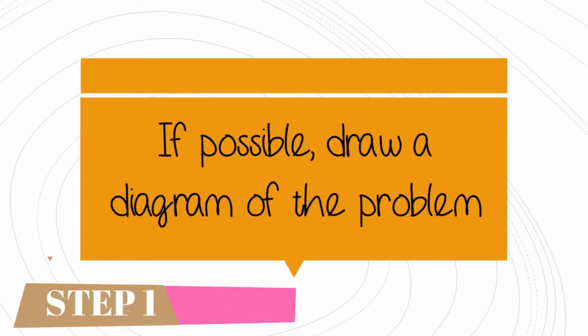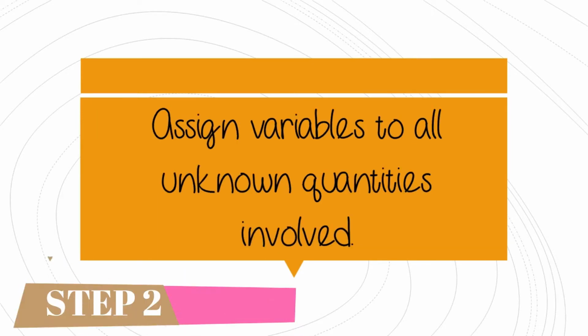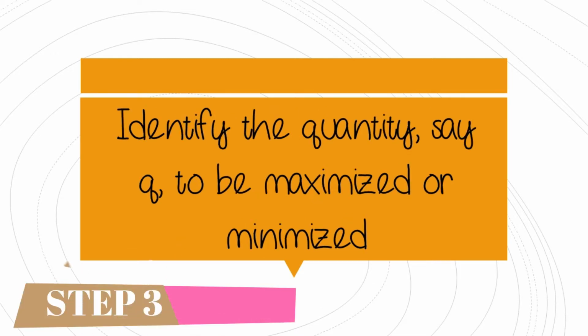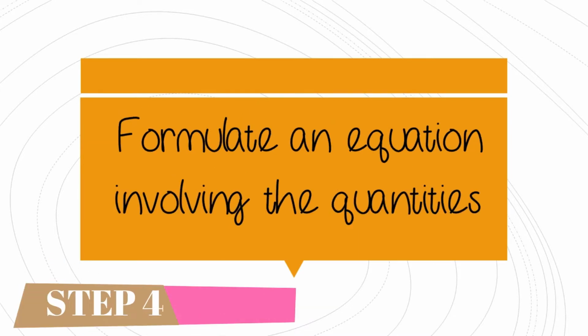Step 1. If possible, draw a diagram of the problem. Step 2. Assign variables to all unknown quantities involved. Step 3. Identify the quantity, say Q, to be maximized or minimized. Step 4. Formulate an equation involving Q and other quantities. Express Q in terms of a single variable, say x. If necessary, use the information given and relationships between quantities to eliminate some variables.